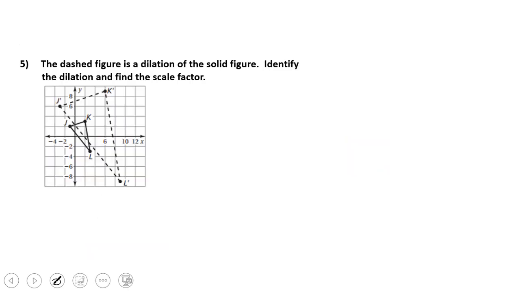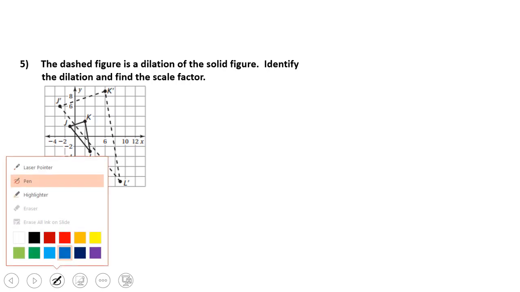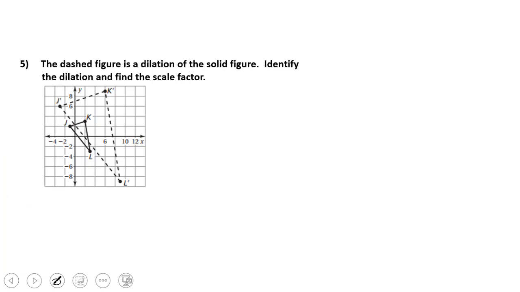Here in example 5, again it says the dashed figure is a dilation of the solid figure, and we're going to identify the dilation and find the scale factor. So the first thing we're going to do is identify the dilation. And we can see that the dashed figure, the dilation, the image, is larger than the solid figure, so we know that has to be an enlargement. And we know for an enlargement, our scale factor is greater than 1. If it were equal to 1, we'd have the same exact figure, so it has to be greater than 1.